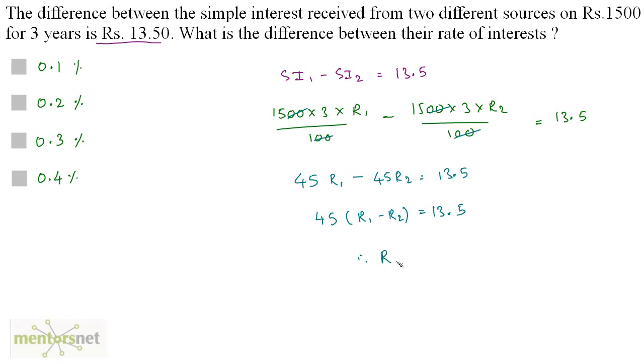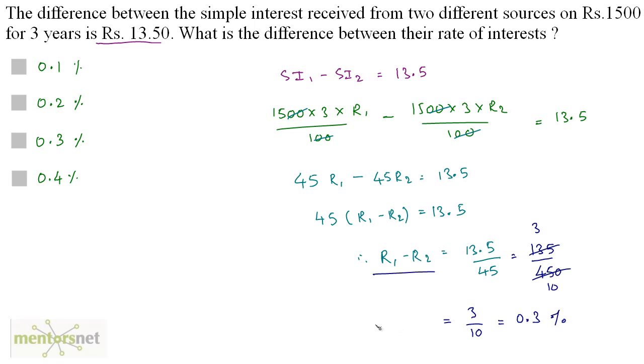Therefore R1 minus R2 is equal to 13.5 by 45. This could be written as 135 by 450. Dividing both the numerator and denominator by 45, so this is 45 times 10 is 450, and 45 times 3 is 135. So this is basically 3 by 10, and that's 0.3%. And we have found out the difference. So option C is the correct answer.